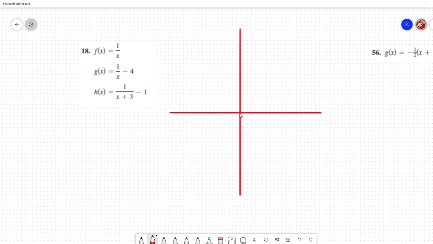So all right, I'm going to start with the parent graph, so 1 over x. The parent graph is really the one that you should be making a little xy chart for, because that's going to be your very basic. So I know that at 0, it's undefined there. So that's where the vertical asymptote is.